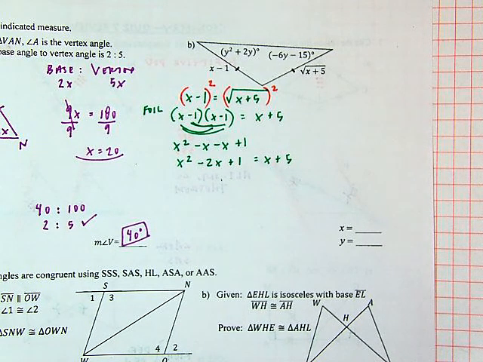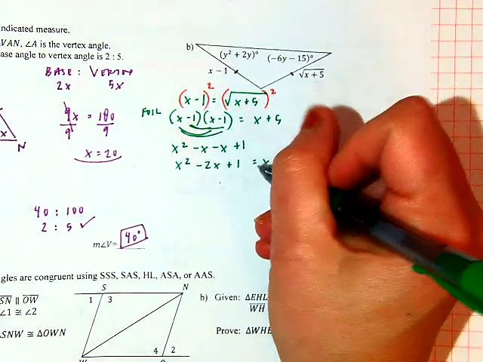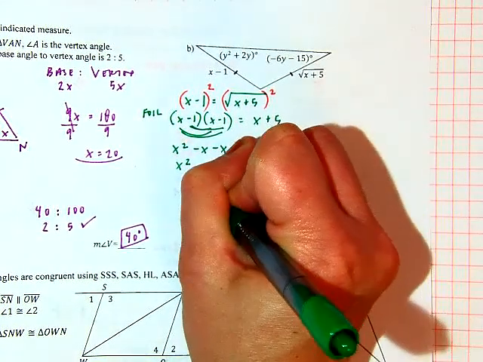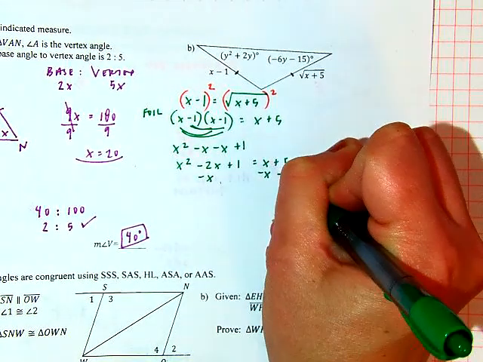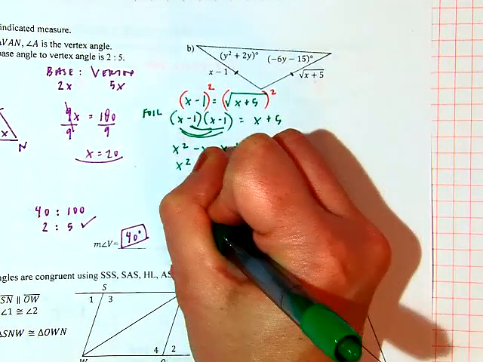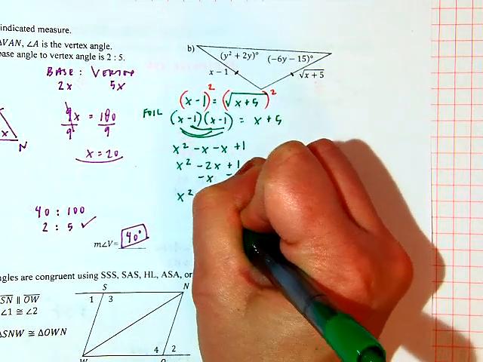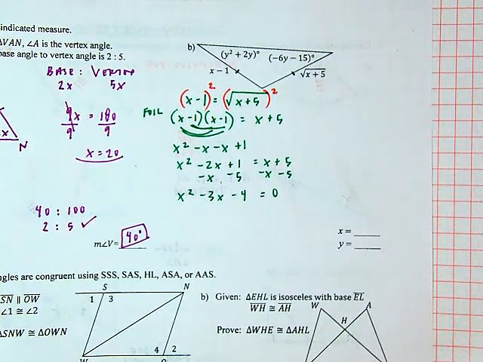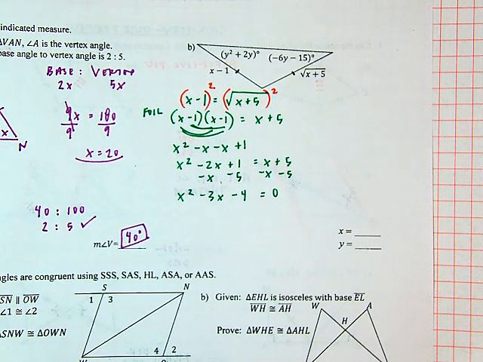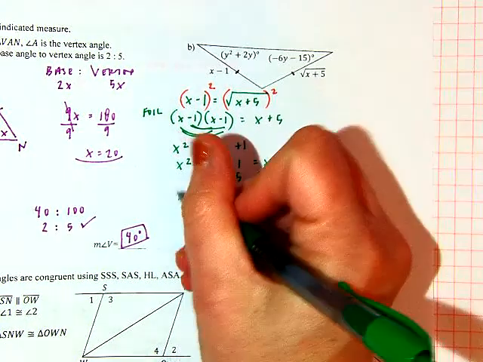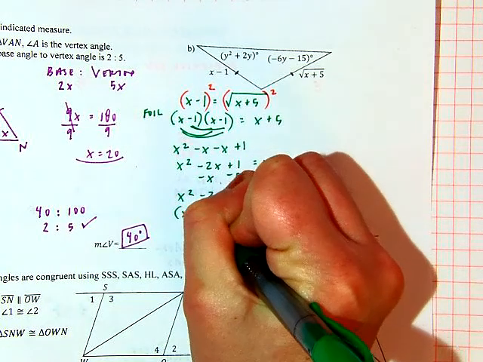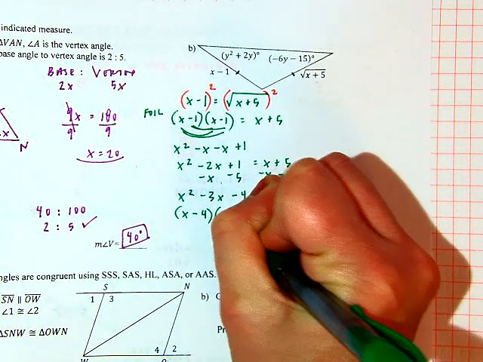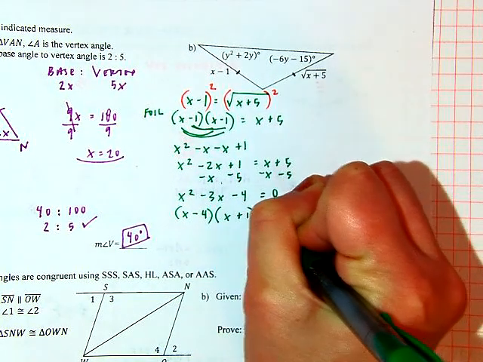I know that I need it to be equal to 0 so I can factor and solve. So I'm going to take away x and take away 5. So x squared minus 3x minus 4 equals 0. Now I'm looking for two numbers that multiply to a negative 4 that add to a negative 3. So I have x minus 4 times x plus 1.